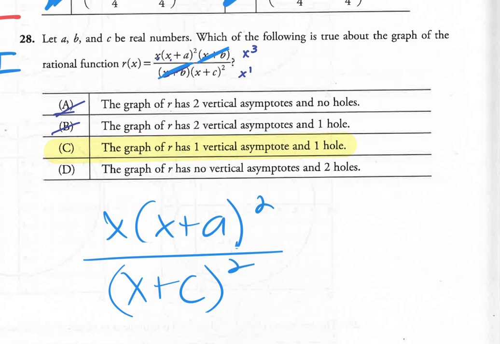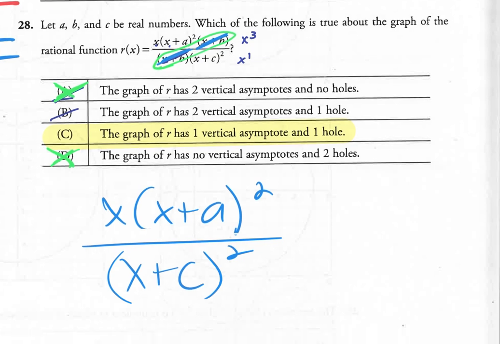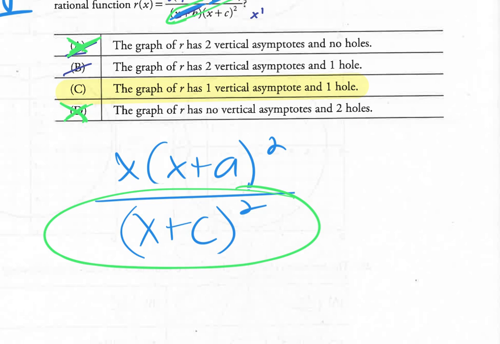So when you go through, first of all, the fact that I crossed out this term means there's a hole. That eliminates A. There's only one hole, so that eliminates D. Now I'm between B and C. B has 2 vertical asymptotes and 1 hole, C has 1 vertical asymptote and 1 hole. What's left in my denominator is only one term. It's squared, but there's only one term, which means there's only 1 vertical asymptote. It would be at whatever negative c is. So that's why it's C.